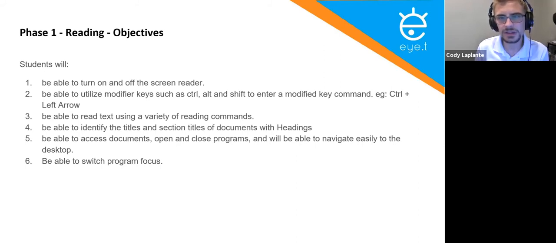1.3, to be able to read text using a variety of reading commands. All right. Whoever the person was that asked where navigating and using key commands come in, this is it. The first one is the 3rd objective. So it's really the whole progression. 1.4, to be able to identify the titles and section titles of documents with headings. 1.5, to be able to access documents, open and close programs, and navigate easily to the desktop. And 1.6, to be able to switch program focus. So this is kind of the space that we're existing in.